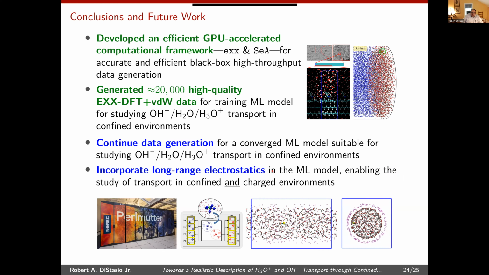We've already generated 20,000 high-quality, dispersion-inclusive hybrid DFT data points for hydroxide, hydronium, and water in confined environments and the bulk, at different concentrations, different temperatures, et cetera. We're continuing that data generation to answer some of these more fundamental questions about transport in confined environments. And we're looking forward to incorporating long-range electrostatics into our model, potentially with the method that Roberto and his coworkers have been developing, because the next level in our study really should be transport in confined and charged environments where these membranes have embedded cations.